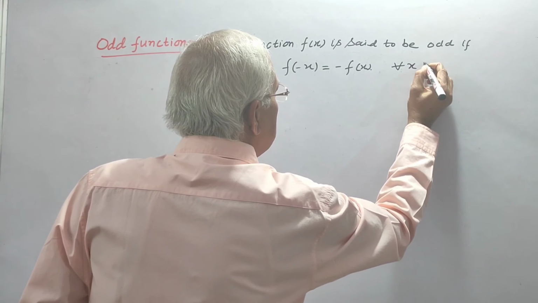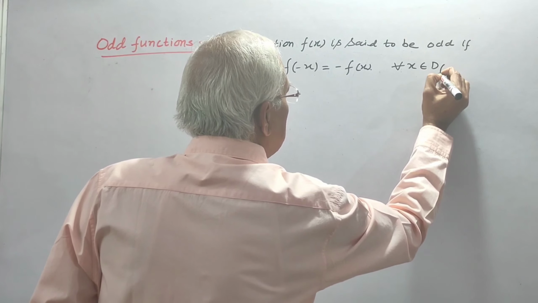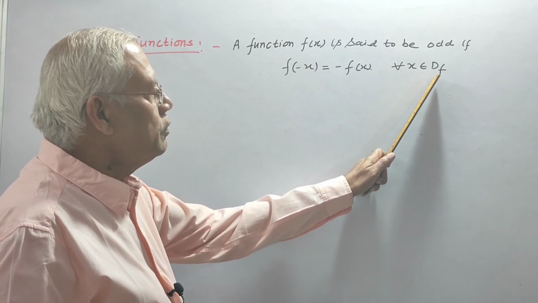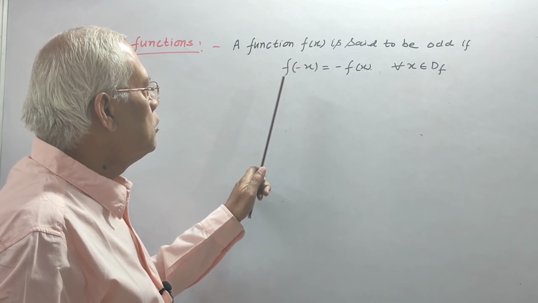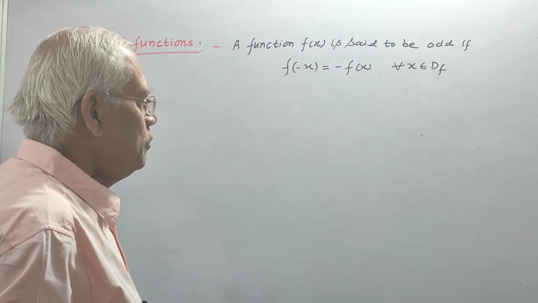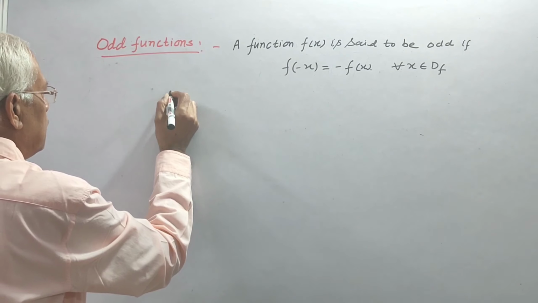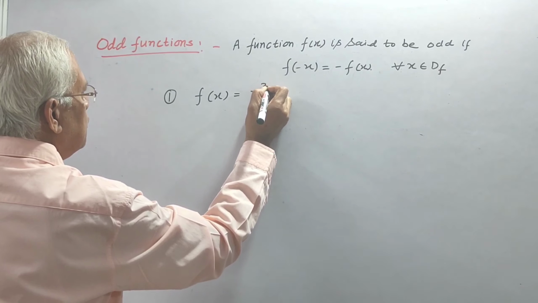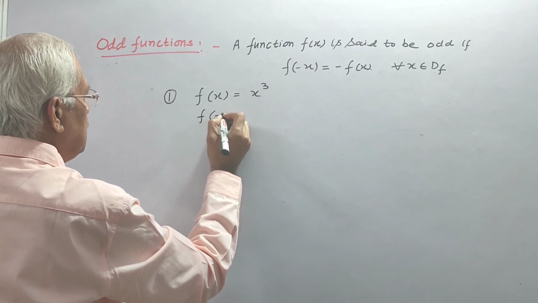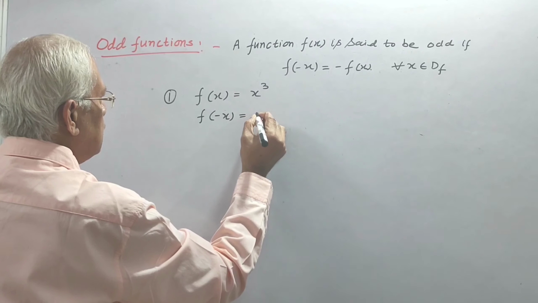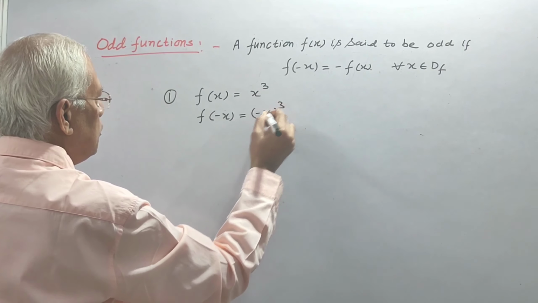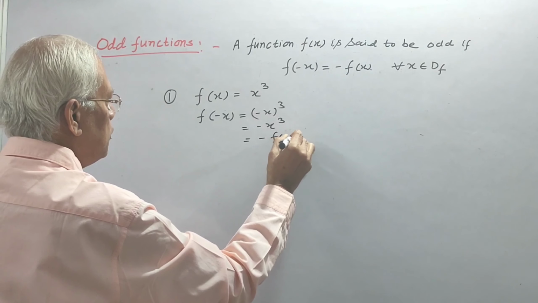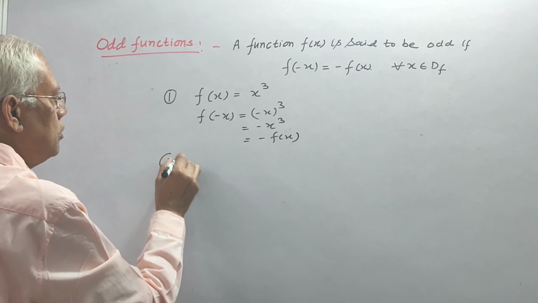for every x belonging to its domain. Domain means the input values for which the function is defined. Let us take an example. f(x) is equal to x cube. So replace x by minus x, whole cube. So this is minus x cube, or minus f(x). So this is an odd function.